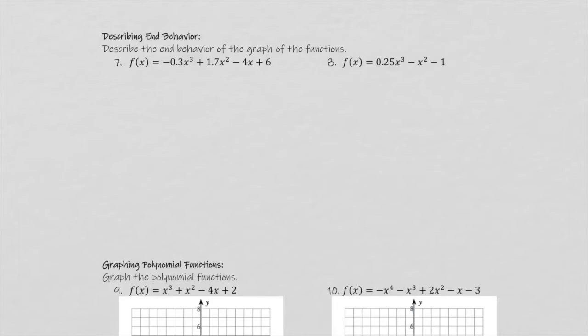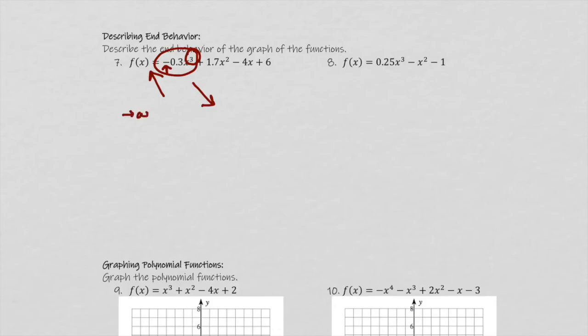So we're going to try it with number 7. We need to find the biggest power there, and that is the negative 0.3x cubed. We look at the coefficient. It is negative, and that tells us our right side goes down. Then we look at the degree, and it is odd. So my left side does the opposite thing, so it has to go up.